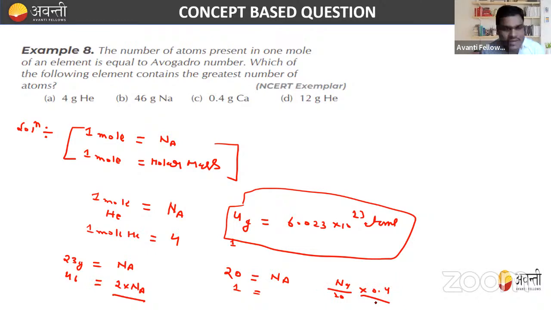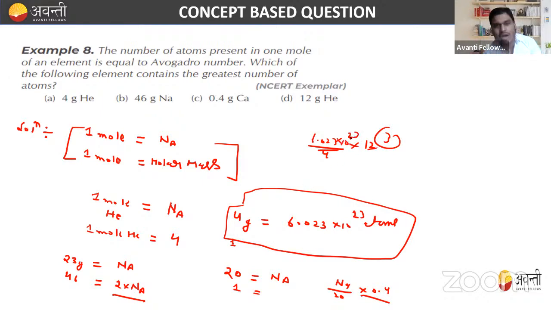And similarly for 12 gram of helium. We know that 4 gram of helium contains Na atoms. So 12 gram of helium contains 6.023 upon 4 into 12, that is 4 into 3. So 3 times Na, right? 3 times Na.